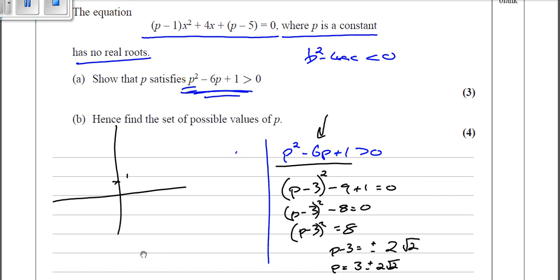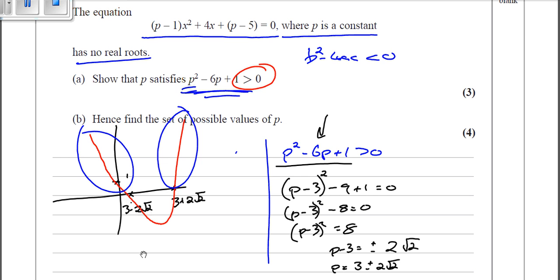So if we've got p equals 3 plus 2 root 2, this here is going to be 3 plus 2 root 2. Now 2 root 2 is actually less than 3, so 3 minus 2 root 2 will still be a positive number. And then we draw a graph in. It looks like that. What this question does, the opposite to the last time, is we want to see where this graph is greater than 0. So where it's greater than 0 is going to be this bit here and this bit here, because right there and there, your graph is above the 0 line, so therefore it's greater than 0.